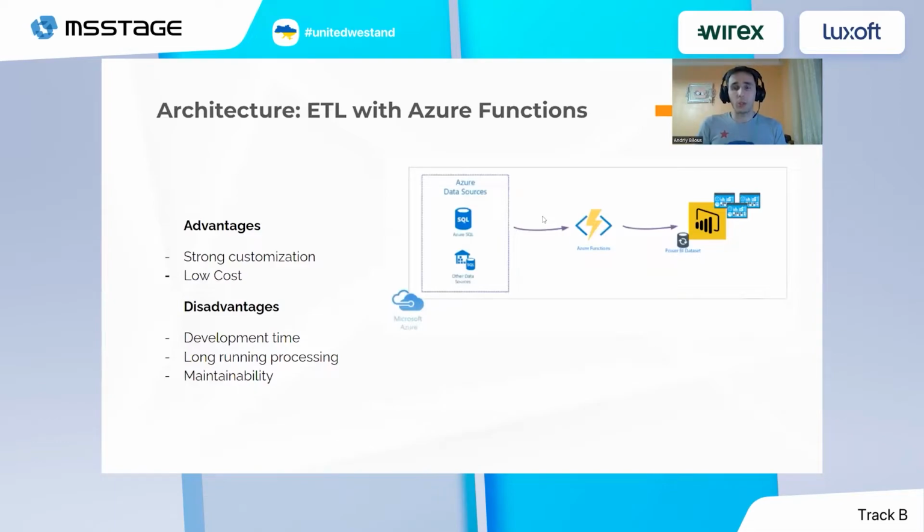So what was the first architecture we were considering? It was simple: take Azure Functions, get the data from 4 databases, and merge them into a Power BI dataset database. That's it, simple. But there are a few buts. Strong customization is a big plus. Low cost is a plus, as Azure Functions cost almost nothing.